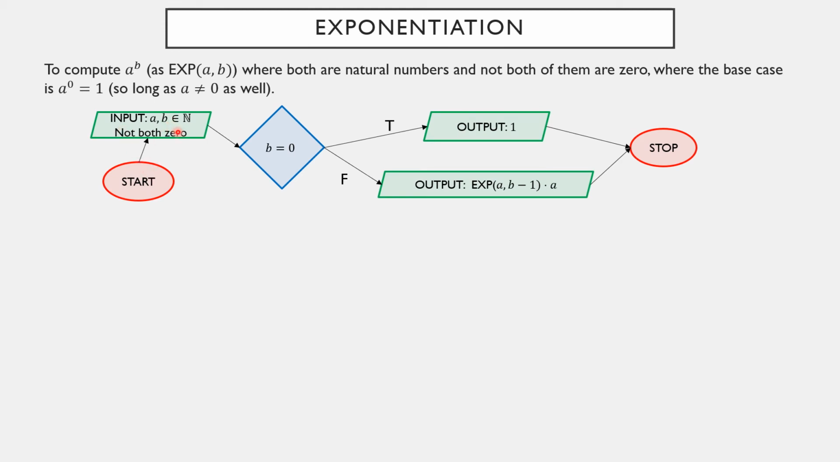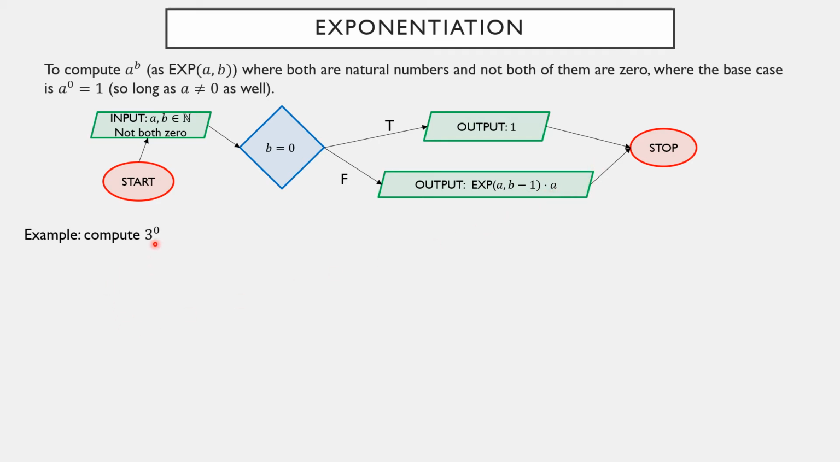Input two natural numbers that aren't both 0. If I want to raise something to the 0, output 1 and stop. If I'm not trying to raise it to the 0, raise it to a lower power but then multiply by a. This would compute a to the b minus 1. If I multiply it again by a, I will in fact get a to the b out.